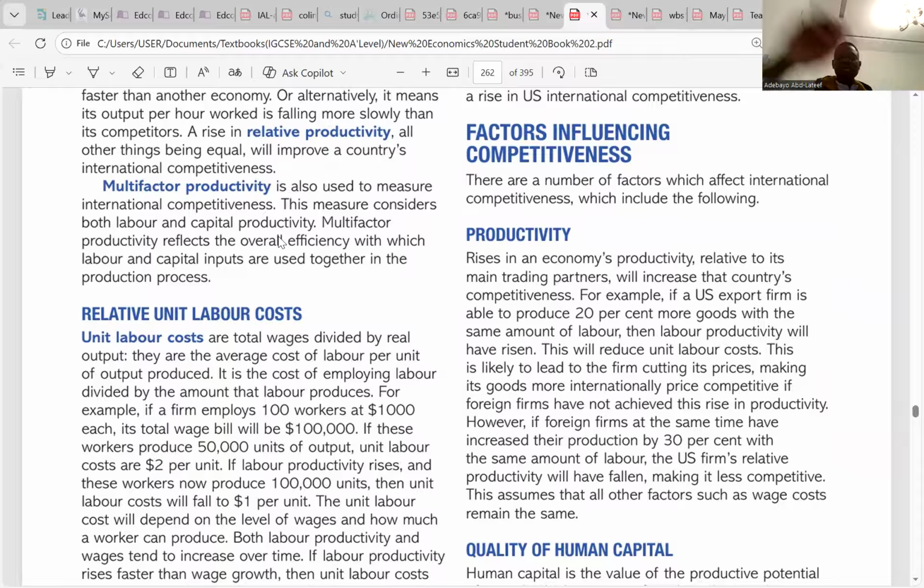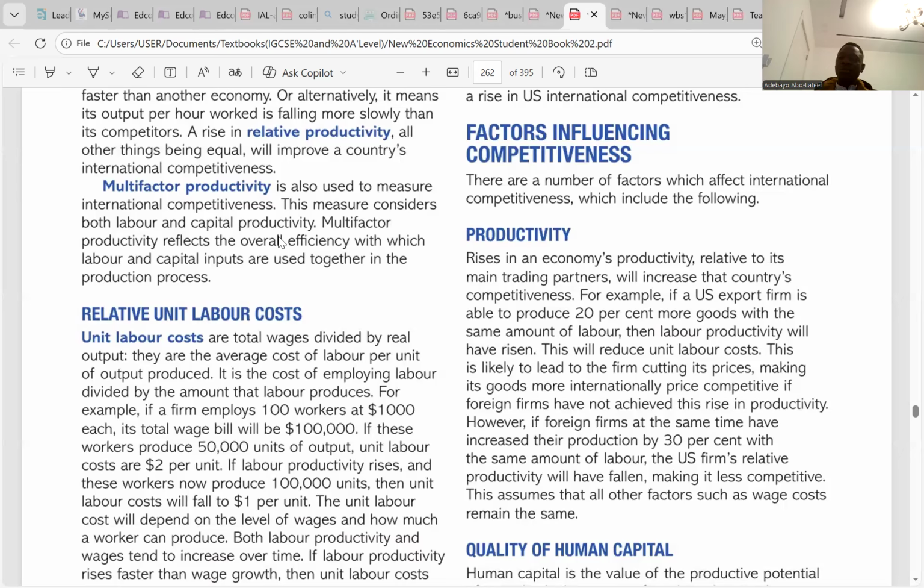if a US export firm is able to produce 20% more goods with the same amount of labor, then labor productivity will have risen. This will reduce unit labor cost. This is likely to lead to the firm cutting its prices, making its goods more internationally price competitive if foreign firms have not achieved this rise in productivity. However, if foreign firms at the same time have increased their productivity by 30% with the same amount of labor, the US firm's relative productivity will have fallen, making it less competitive. This assumes that all other factors such as wage costs remain the same. Because we are still comparing, we are still talking about relative productivity or relative competitiveness.